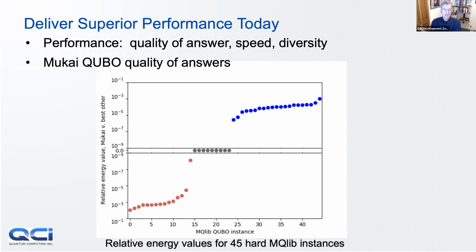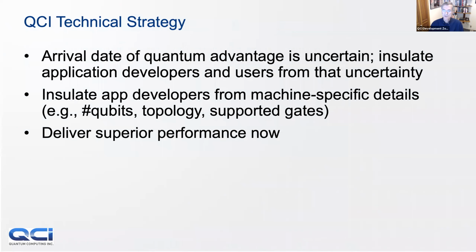This is running on a classical processor. We're just using the classical processor in a different way. But this gets you over the hump of getting into that quantum ready formulation, such that when the 1,000 times or 1,000,000 times is actually here, it's delivered for a problem you care about. Okay, so the third leg of our technical strategy is deliver superior performance now.